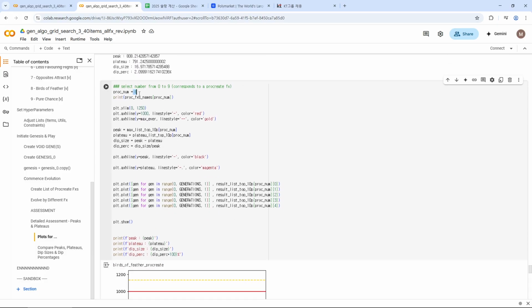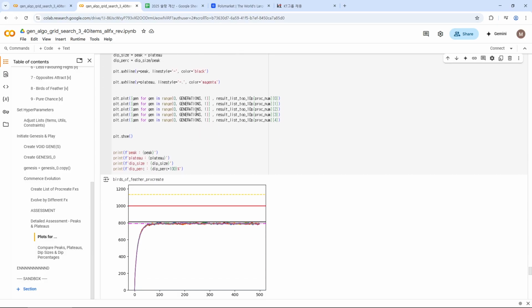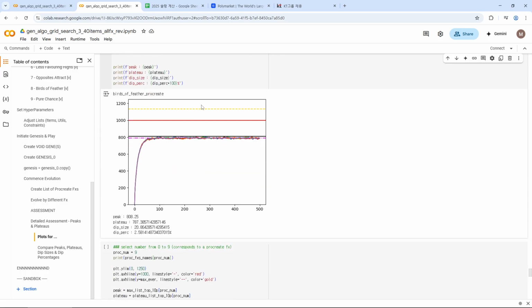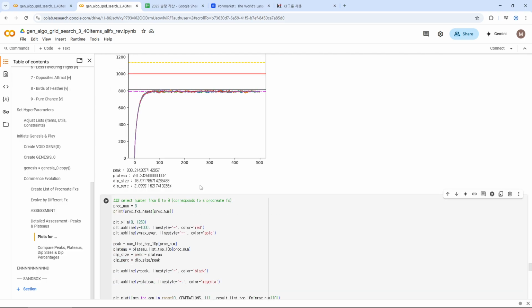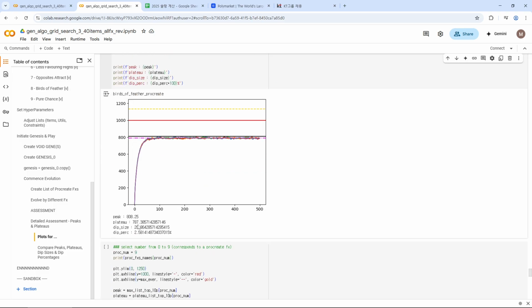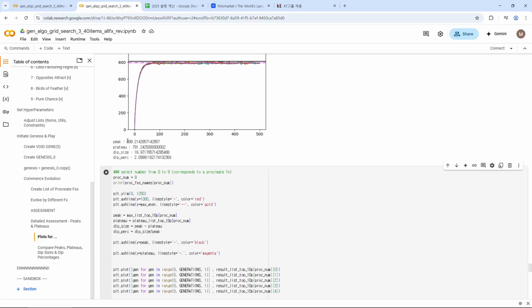The ninth one is birds of feather procreate, where parent 1 and parent 2 are entities that are very similar to one another, and that also gives us somewhat similar results, because the peak is at 808, plateau is at 787, dip size is 20, dip percentage is 2.58. So very similar to this.